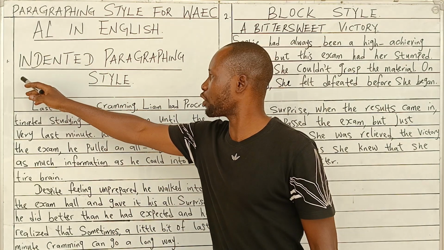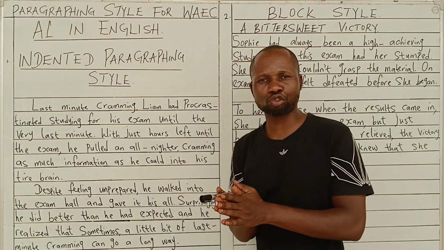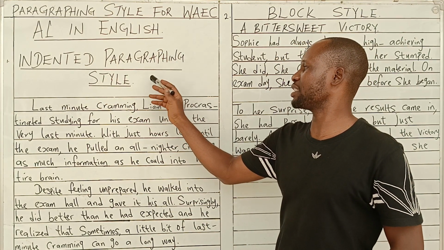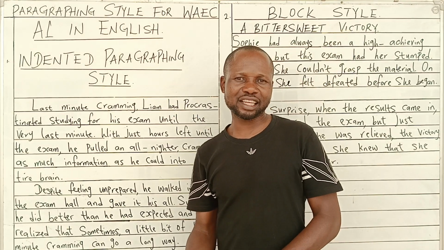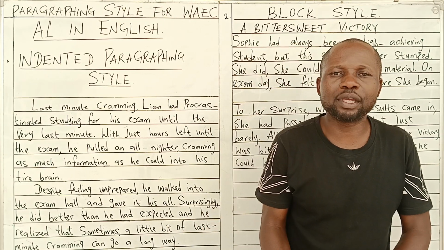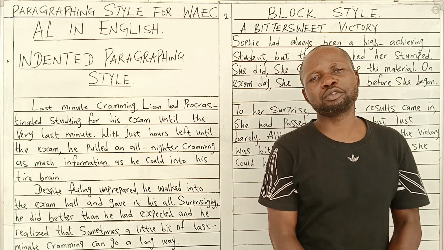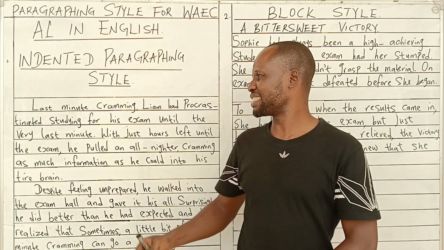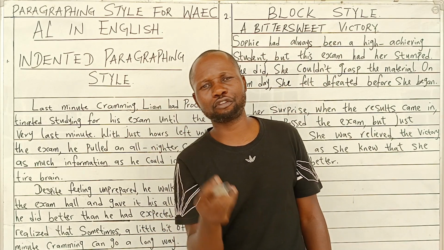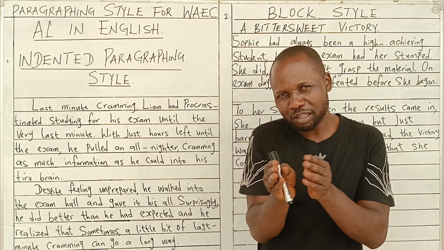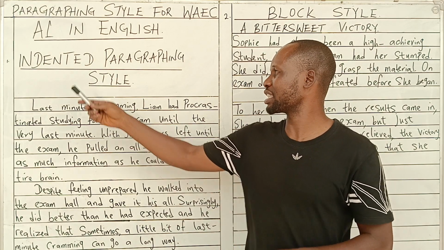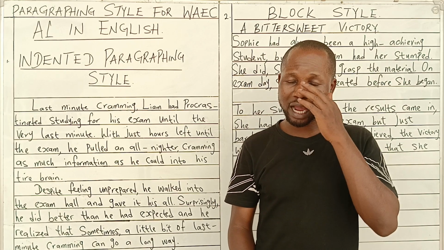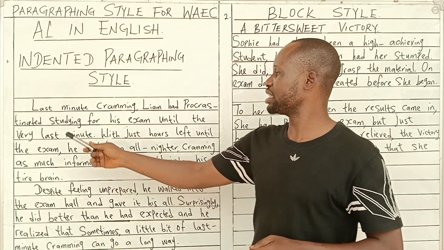So the name of the first paragraphing style I'm going to teach you today is called the indented paragraphing style. Why do we call it styles? Because of the way it appears. This indented simply means to chop off an edge or to remove an edge. If you go to a dictionary to check this word, it will tell you to chop off or to remove or to cut short. So an edge of it is to be reduced.